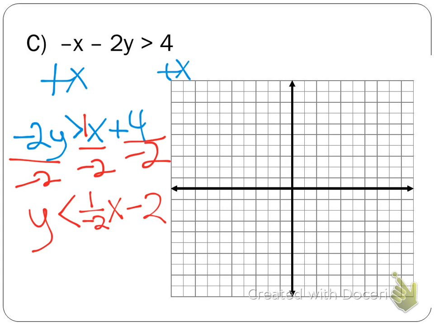All right, where do I start? You go down 2. My y-intercept is negative 2. From there, it depends where you put the negative sign. I put it with the 2, so I'm going to go up 1, left 2. If you put it negative 1 over positive 2, you'd be going down 1, right 2. See how that's the same line? Doesn't really matter. I'll just keep going in both directions.